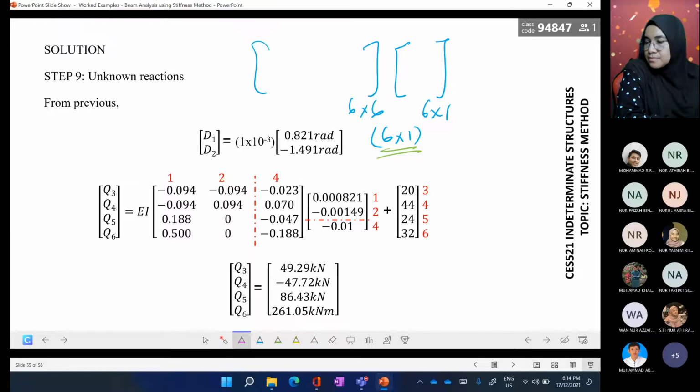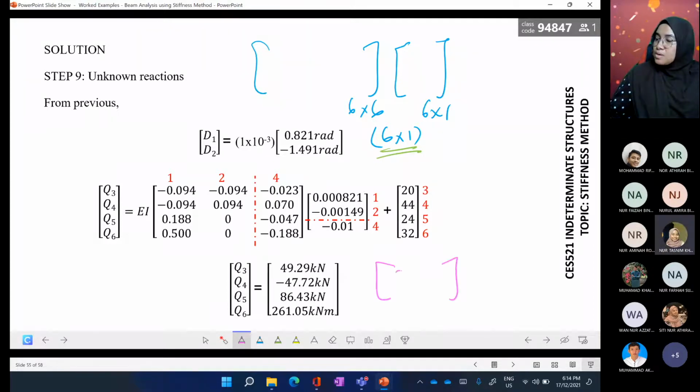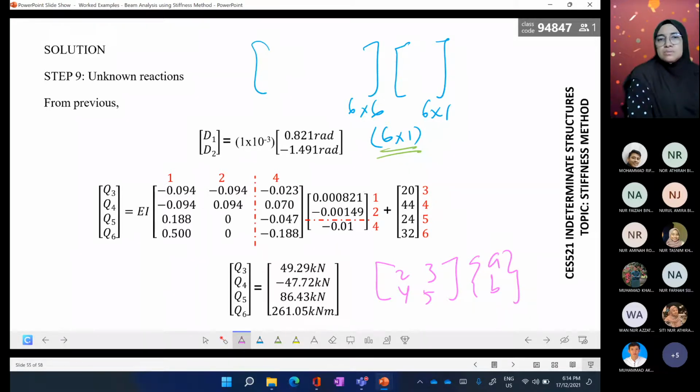Doktor. Ya. Yang tadi tu kira macam mana? 0.188 darab dengan 0.000821 tu. Yalah dia matrix kan? Dia kali, kan kita belajar matrix dulu. Contoh kita belajar matrix 2 3 4 5 kali dengan A and B. Macam mana kita kali matrix tu? 2 darab A, 2A tambah 3B kan? So sama lah yang tu.